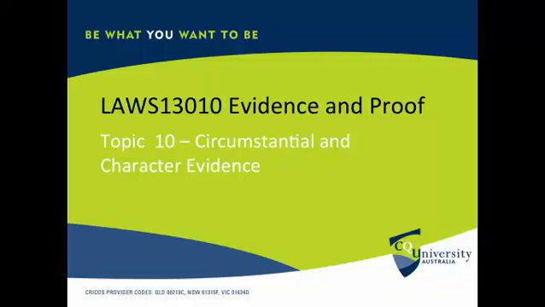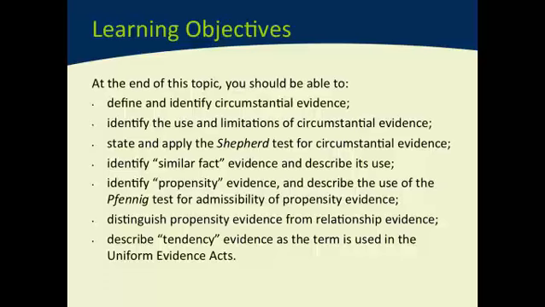This week we are going to be looking at circumstantial and character evidence, and for me this is actually one of the most interesting topics that we deal with in this subject. What we're going to look at is what circumstantial evidence actually is and how it works. We'll look at what's called the Pfennig Test to determine whether circumstantial evidence can be used. And then we'll look at a particular type of circumstantial evidence that is commonly used in the courts, and that's evidence that relates to the character or otherwise relates to the circumstances of the defendant.